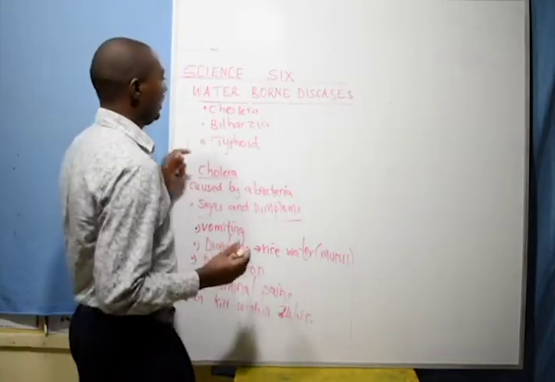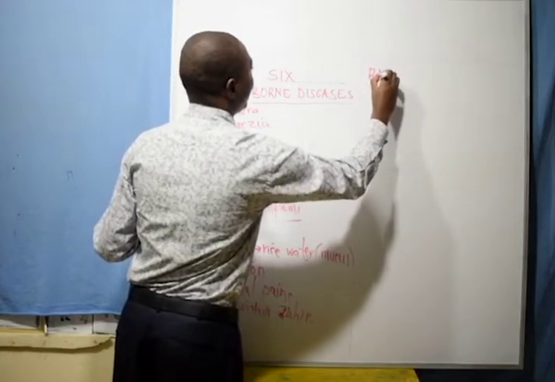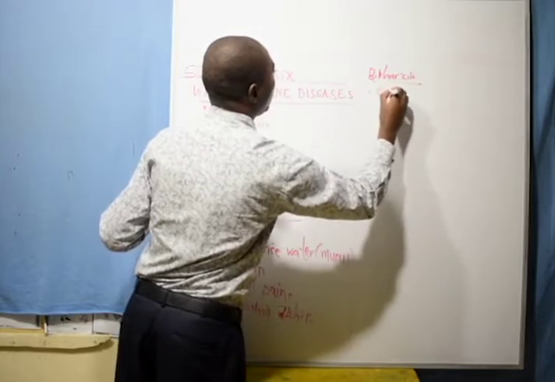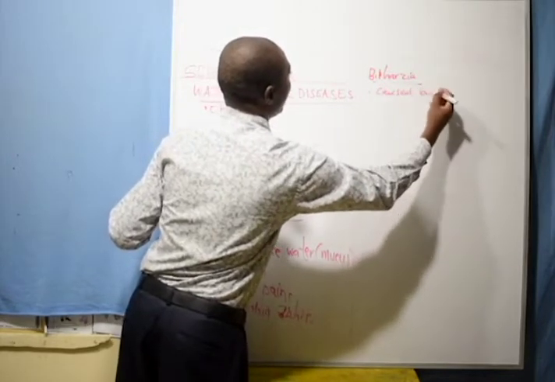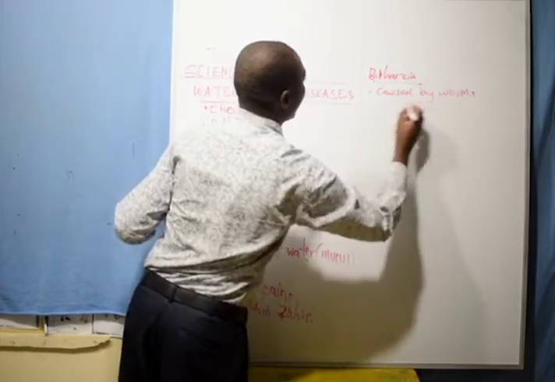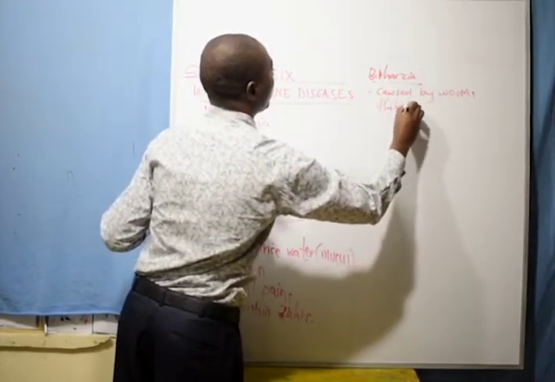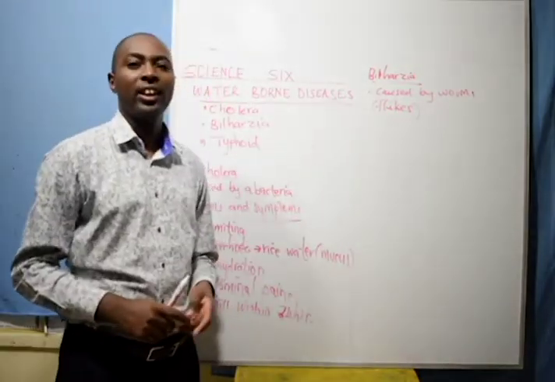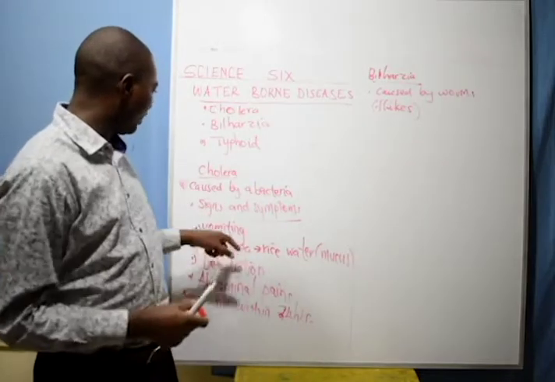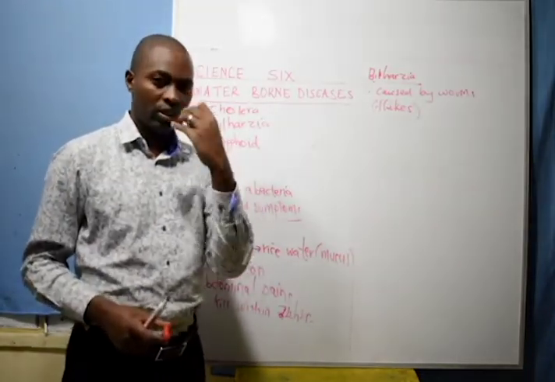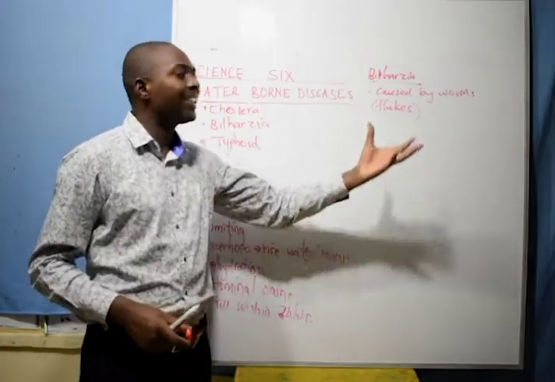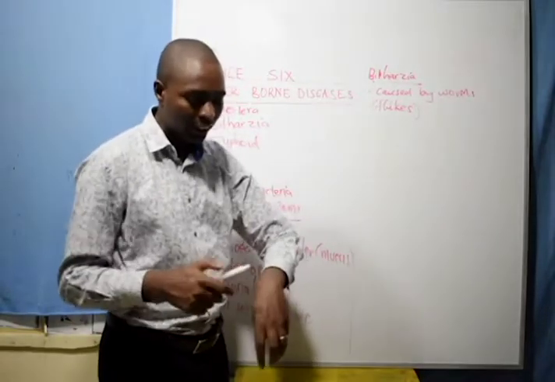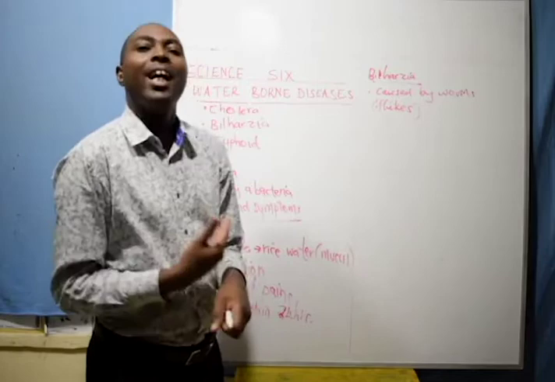The other waterborne disease that I want to take you through is what we call bilharzia. Bilharzia is caused by worms, and these worms are known as flukes. It is caused by special worms we call flukes. The difference between this one and cholera is that cholera can only get in through the mouth, through contaminated water. But bilharzia can get into the body through any part of the body, because these worms have the ability to pierce the skin and get into the blood system.